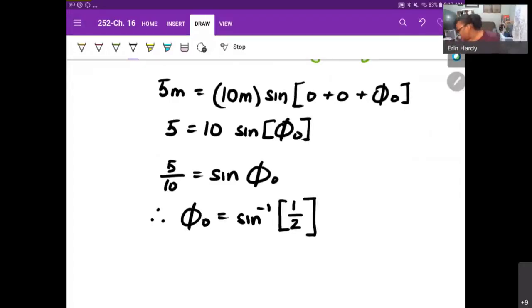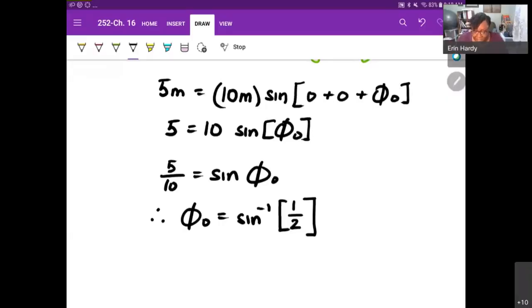Now, one point here, I'm not sure that I noted this. We're accounting for the fact that this is a periodic function by measuring the angle in radians. So make sure that your calculator is in radian mode whenever you're solving for a phase constant, phi naught. All I've got to do here is switch to radian, then calculate the inverse sine of 1/2.